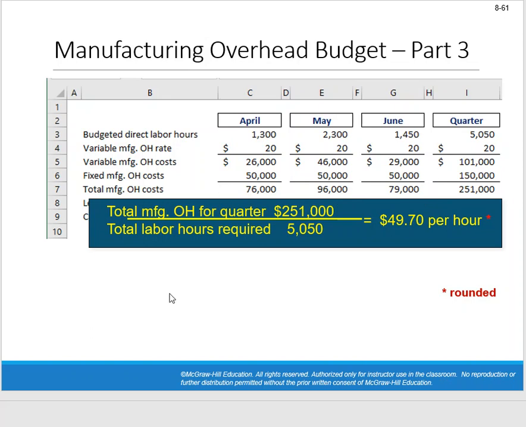So this next thing they're doing here, you might be wondering, why are they doing this? And we're going to come back to this number. We're not going to use it quite yet.